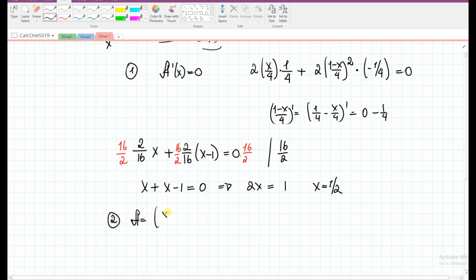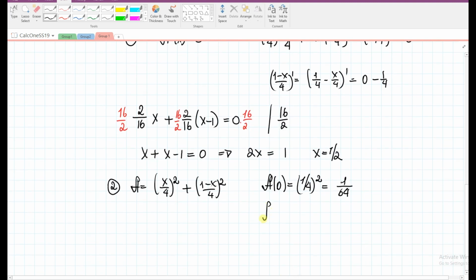It was x over 4 in the square plus 1 minus x over 4 in the square. Right? So instead of this x, we need to substitute 0, 1 over 2, and 1. So why do we need to substitute 0 and 1? Because they are on the borders, right? Okay. So if you substitute 0, what do you get? It will be 1 over 4 in the square, right? Or 1 over 16. If we substitute 1, we get the same.